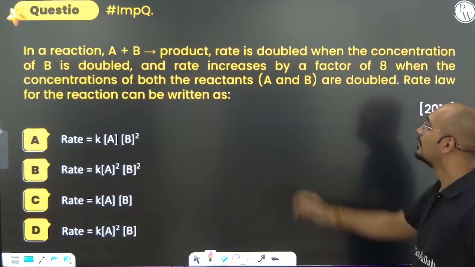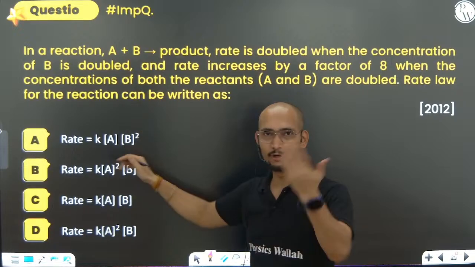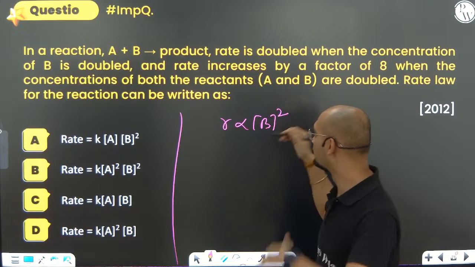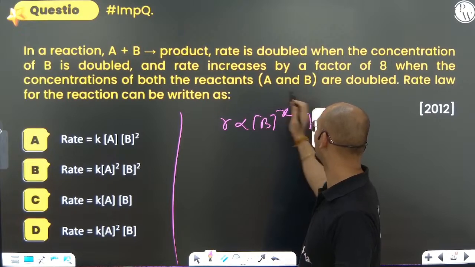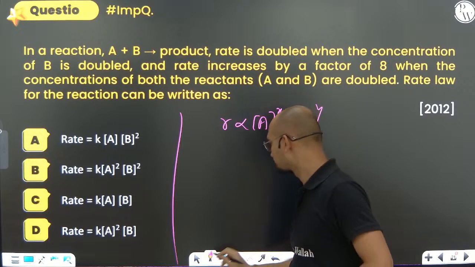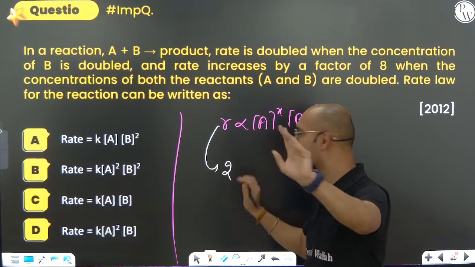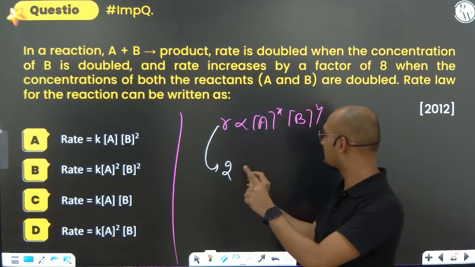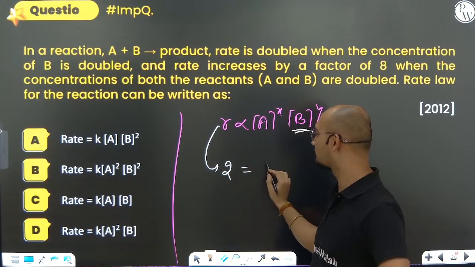Okay. Next. In a reaction A plus B to product, rate is doubled when the concentration of B is doubled. What we can say? R is directly proportional to, consider A to the power x and B to the power y. Now it is telling you, when our rate is becoming double, whatever the rate is becoming, just write this number. Do not write the R or anything. The rate is doubled means 2 equals to. Just equate that. And when B is doubled, directly write the number at the place of B.